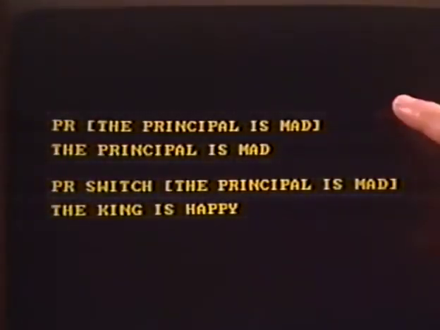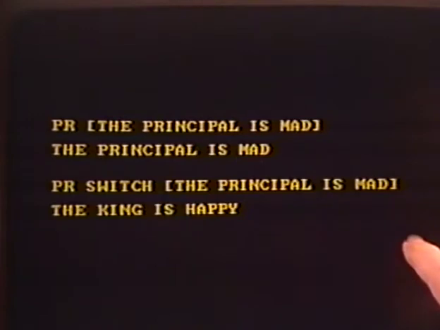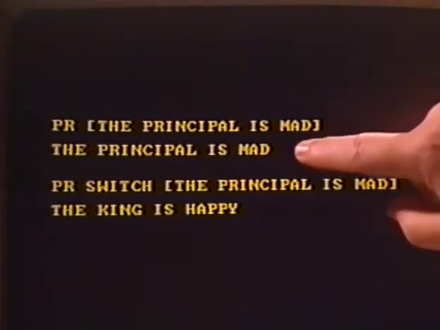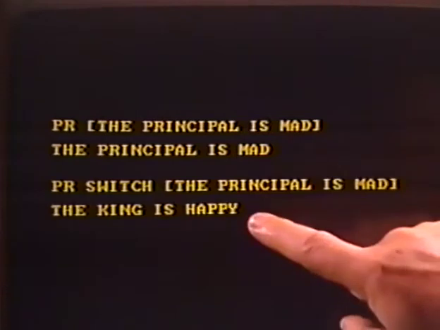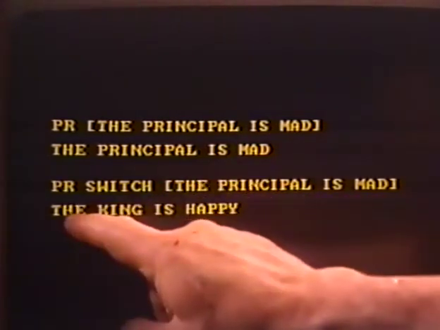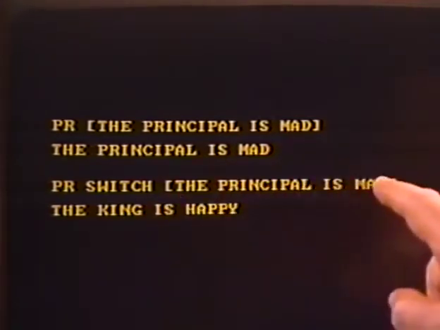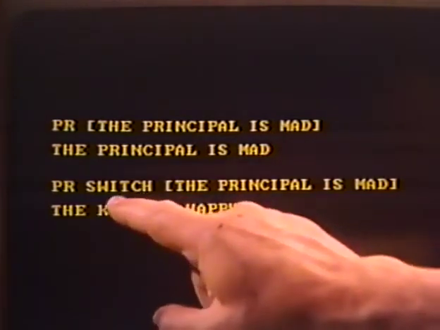The screen shows our project. We're going to write a procedure switch, whose behavior is shown by these 4 lines. Print the principal is mad, a Logo instruction, and of course that's what would appear. But print switch the principal is mad, we'll put this on the screen. The king is happy. The remains unchanged, principal turns into king, mad to happy. Our problem is to write the procedure switch.